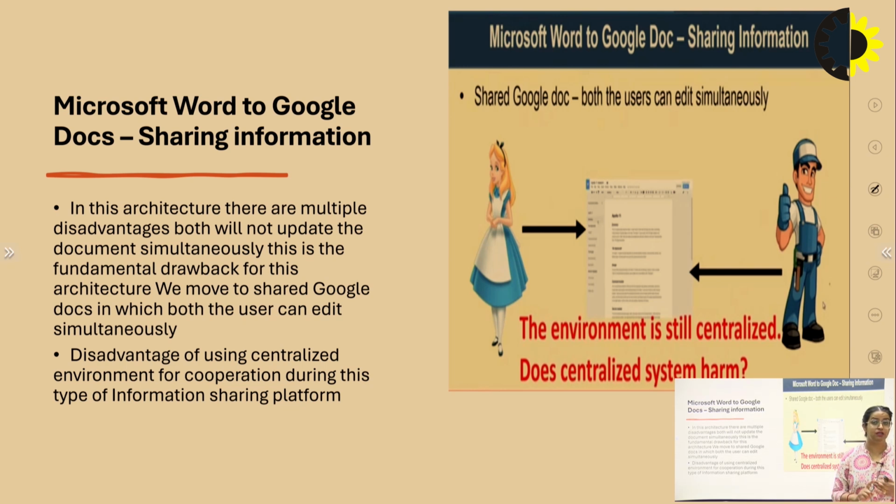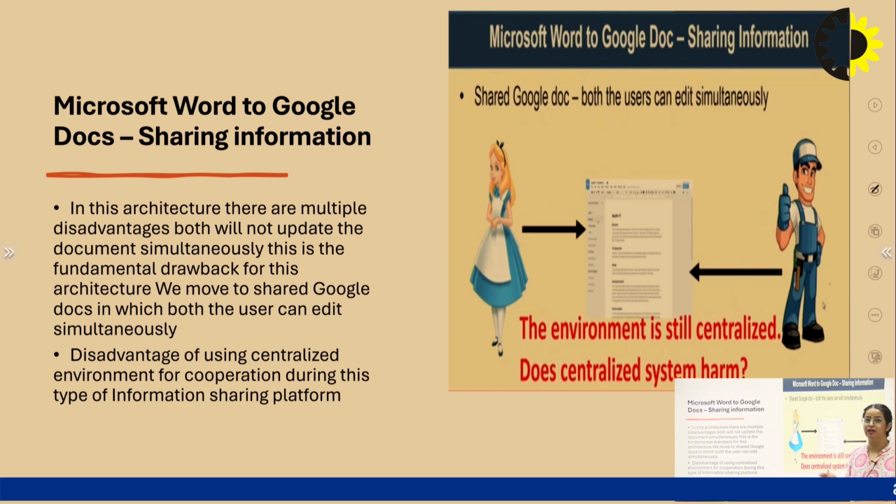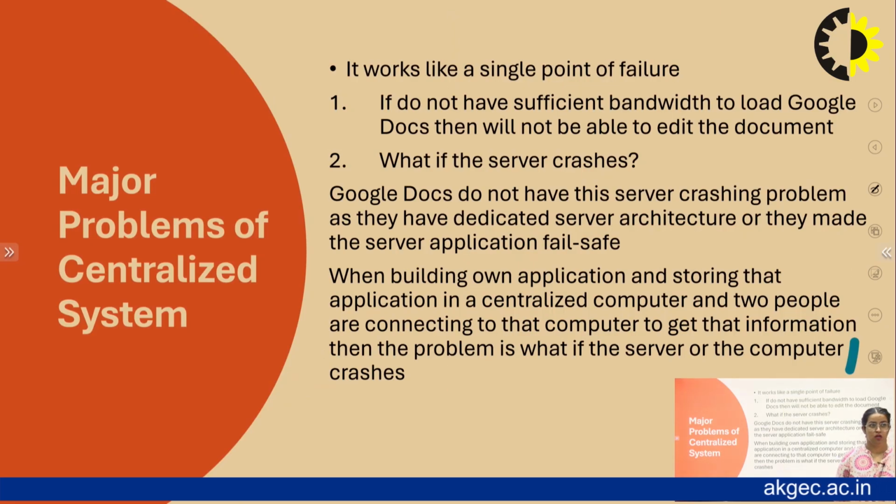This is basically the biggest disadvantage of a centralized network, because this type of platform works on a centralized system, and a centralized system provides us some problems. So this is our traditional system. And if I'm talking about the major problems in our centralized system, it works like a single point of failure.